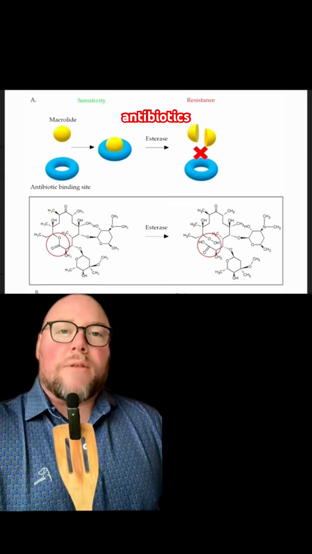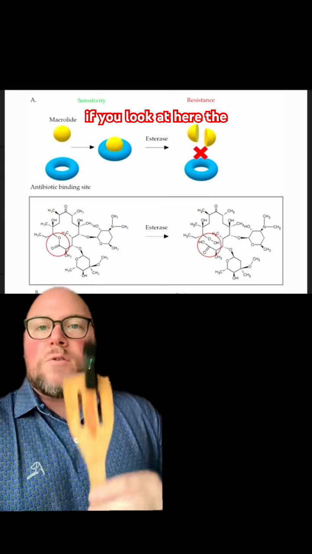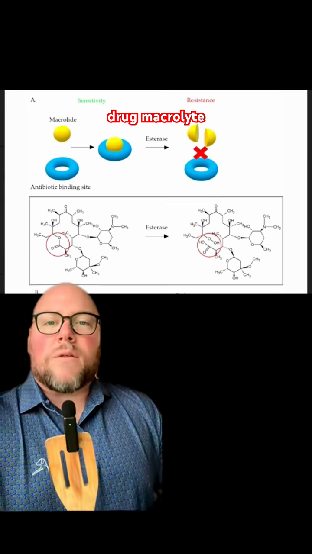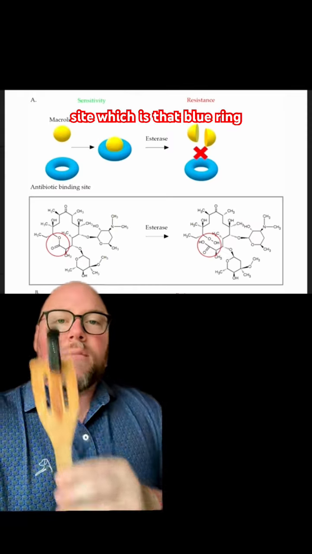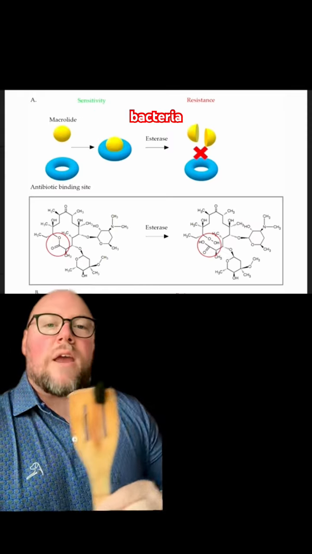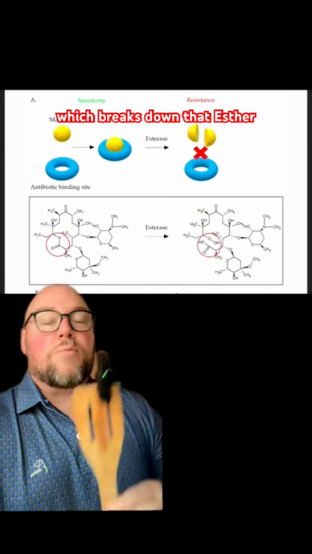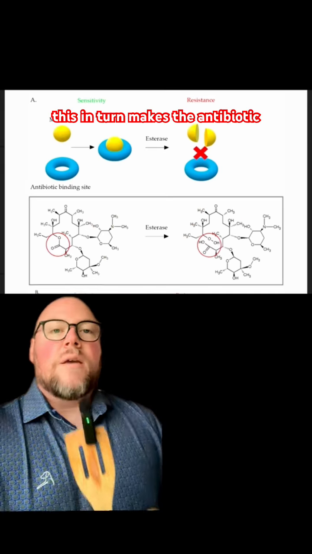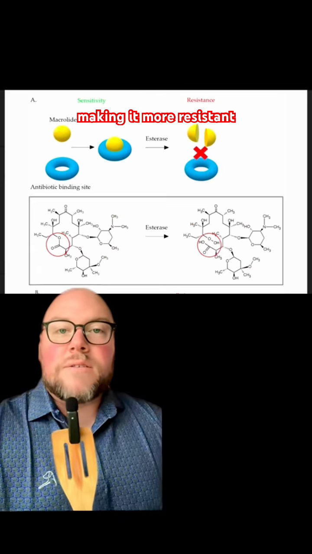resistant to macrolide antibiotics. Just to give you an example, if you look here, the yellow ball is the actual drug, macrolide, and then you have the antibiotic binding site, which is that blue ring. Notice how there is an ester, which is circled right here, and bacteria develop an esterase, which breaks down that ester and hydrolyzes it. This in turn makes the antibiotic completely useless, making it more resistant.